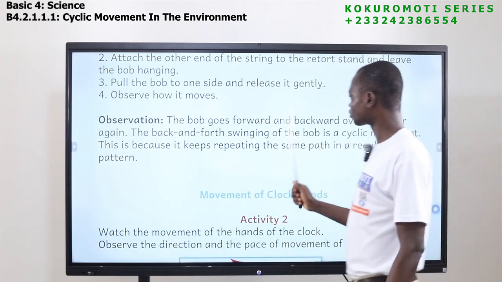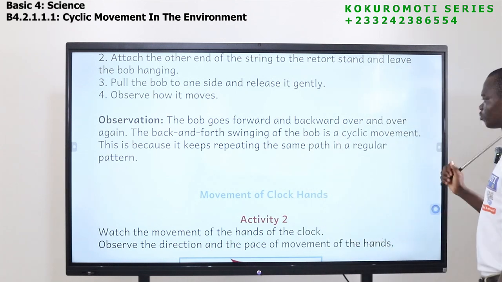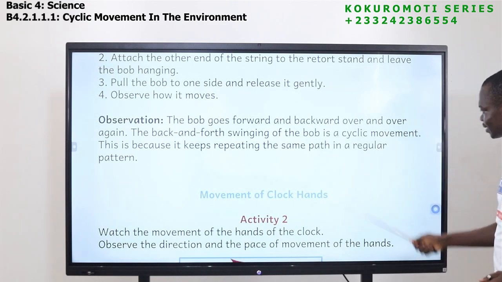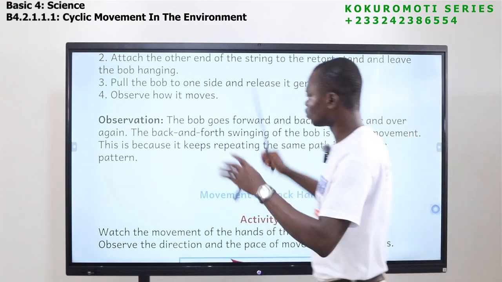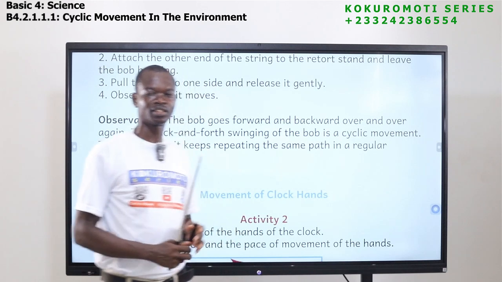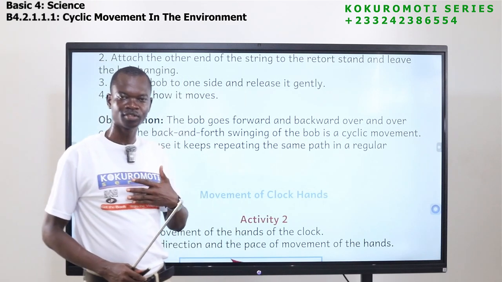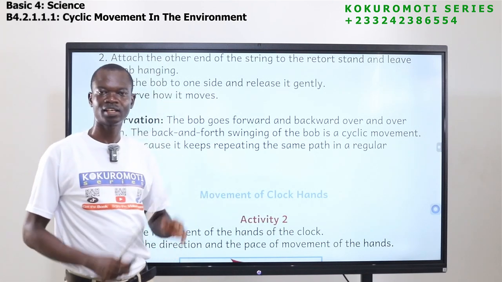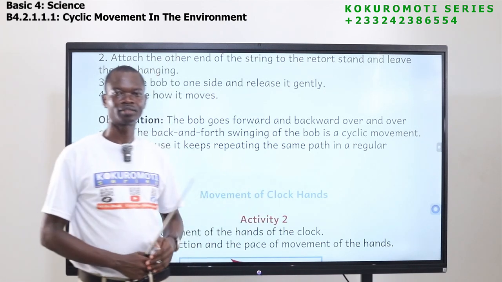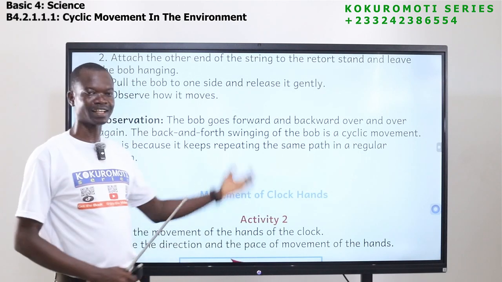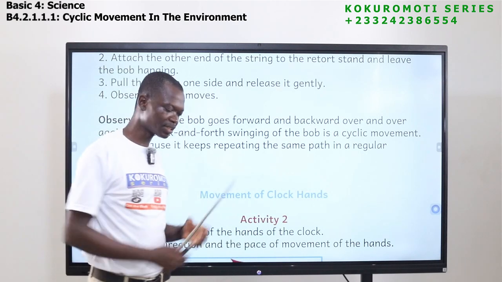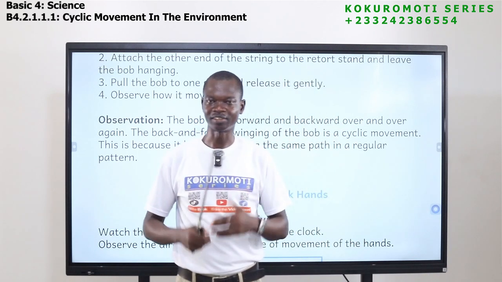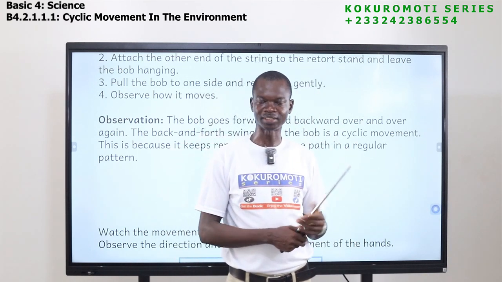So the back and forth swinging of the bulb is a cyclic movement. This is because it keeps repeating the same path in a regular pattern. So because of how it moves, the back and forth, forward, backward, that kind of movement in the same path is the reason why we describe it as cyclic movement. So in the environment, the things that happen in a regular or cyclic movement is what?